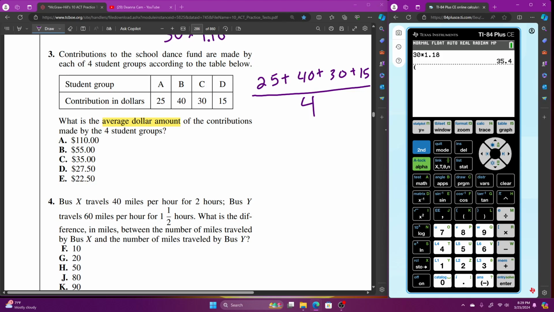The fraction button, I'm just going to put my numerator in parentheses. 25 plus 40 plus 30 plus 15. Close my parentheses and divide it by 4 equals an average of 27 and 5/10, 27.5. That's it for number 3.